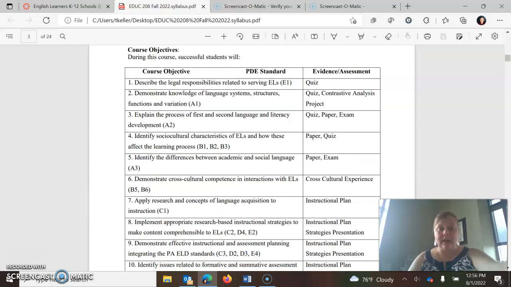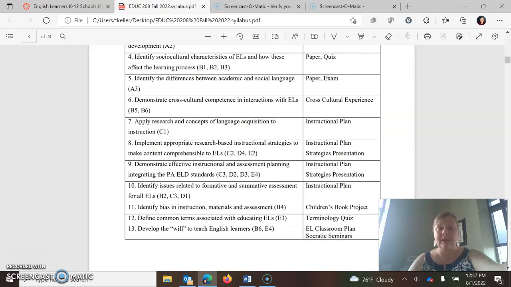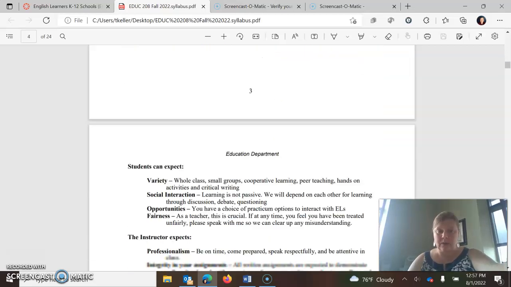You will also see that we have course objectives that are aligned to the Pennsylvania Department of Education standards, and then you can see the way that they are assessed in this course. This chart is helpful for you to consider in terms of your future teaching. You'll need to align your course objectives to standards and then to a means of assessing them. And you'll note when you look at the far right column, you'll see that there's a variety of types of assessments that we will use.